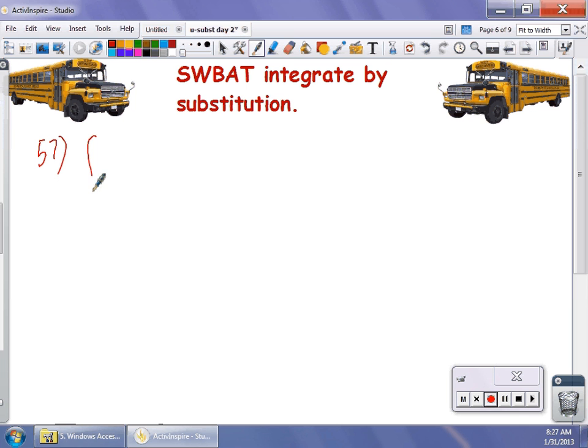Number 57, you have the antiderivative of sine 2x cosine 2x dx. Now, my two expressions that I'm multiplying together are sine 2x and cosine 2x. Now, when you're doing u substitution, there is the possibility of choosing the wrong thing for u. So I'm going to purposely choose the wrong thing for u to show you what happens and what you do if that occurs.